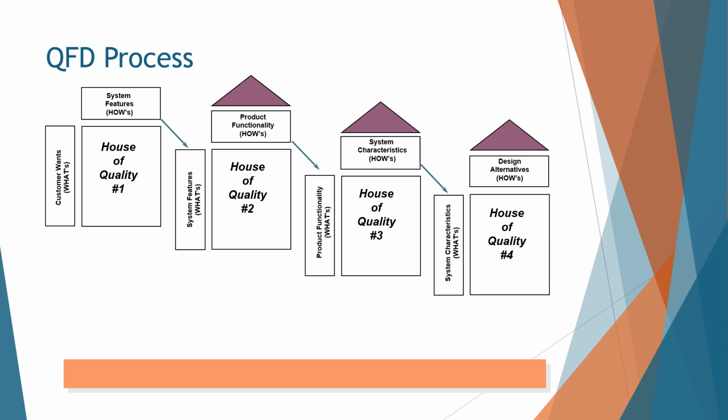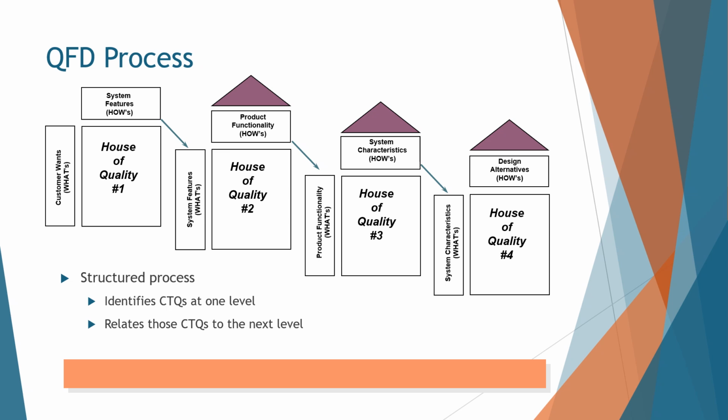QFD process, we're looking at this again. You're looking at the system features, the product functionality, the system characteristics required, and design alternatives. This process takes into consideration customer wants, system features required, product functionality, and system characteristics. It is a structured process, identifies CTQs at one level, relates those CTQs to the next level. The basic building block is the house of quality.